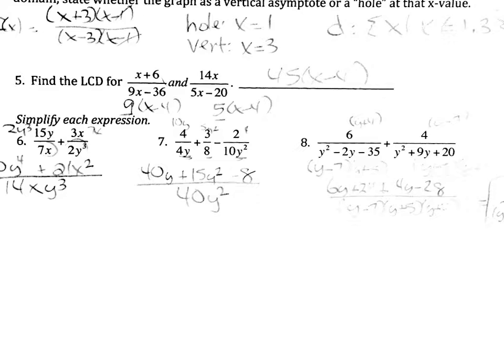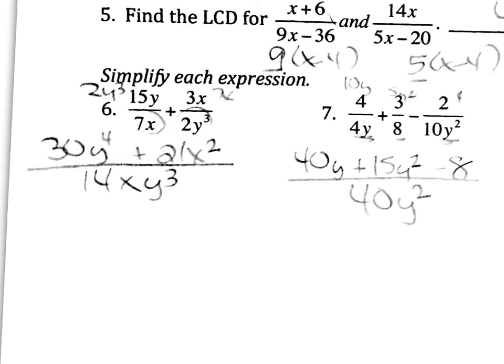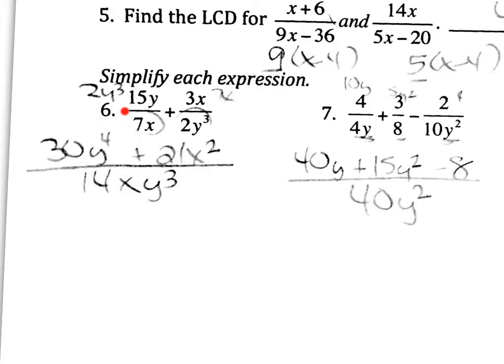Number 6, find an LCD again. For 6, all I did is I looked at my two denominators there. 7 and 2 both go into 14. You got to bring down all the factors, x and y cubed, and look at this, and look down here, and see what it's missing. It needs a 2 and a y cubed, so I multiply the top by 2y cubed, and got that. The 2y cubed needs a 7x, so I multiply the top by 7x, and got 21x squared. Because I cannot add those together, I'm done.